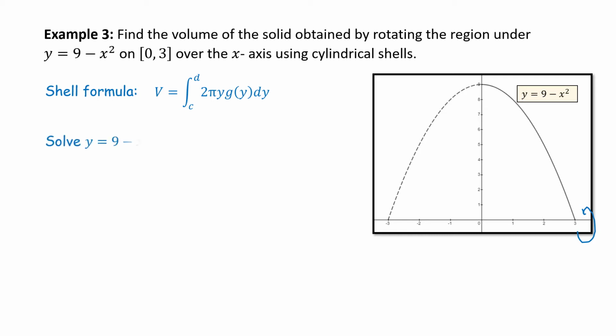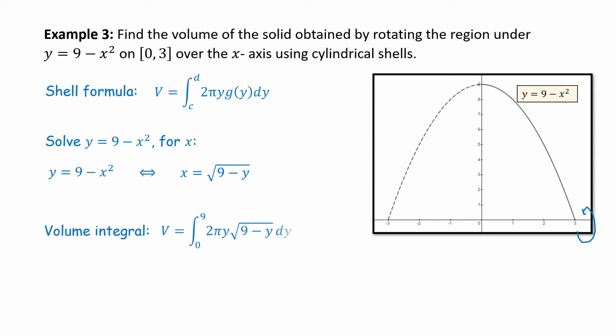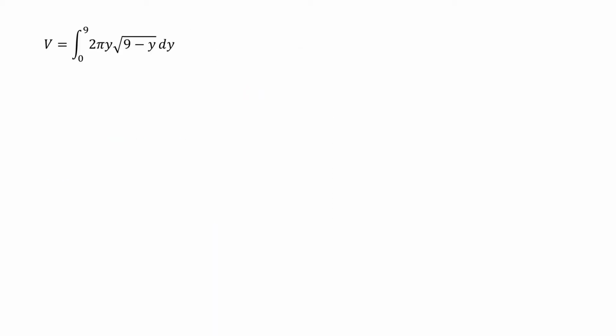With that said, we're going to need to solve y equals 9 minus x squared for x. So for y equals 9 minus x squared, we get x as the square root of 9 minus y. Now we can get the volume integral in terms of y. That will be the integral from 0 to 9 of 2 pi y, and for g of y, we're going to have the square root of 9 minus y dy. The remainder of this problem is just obtaining the integral.